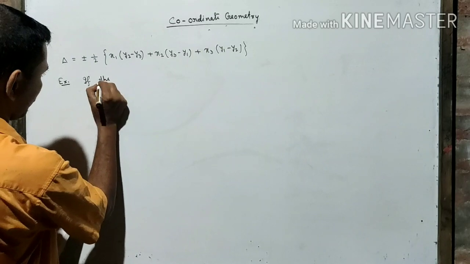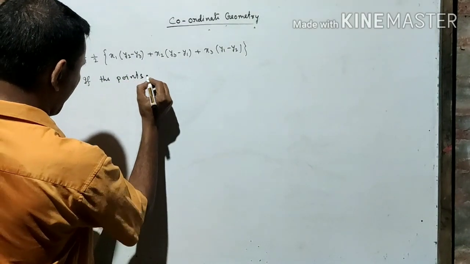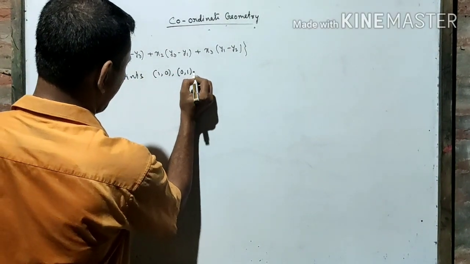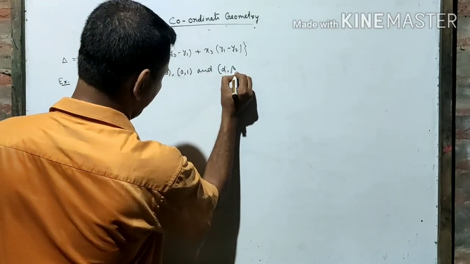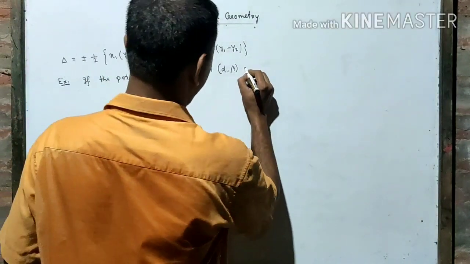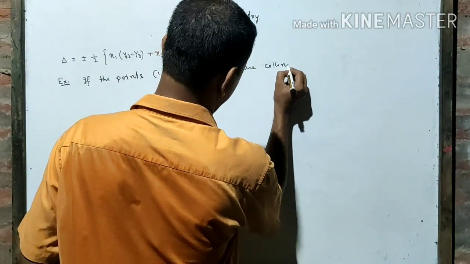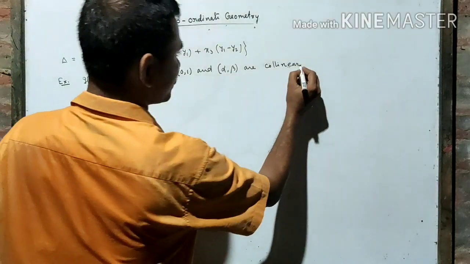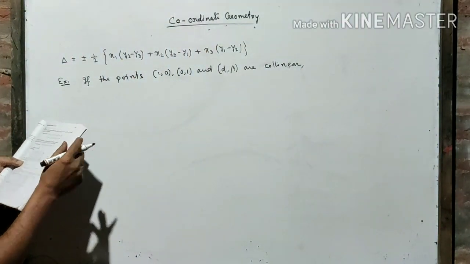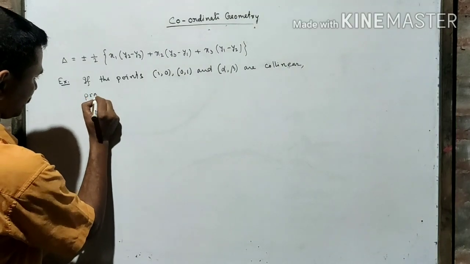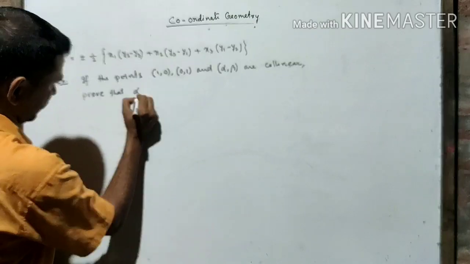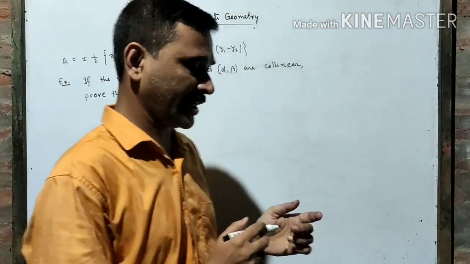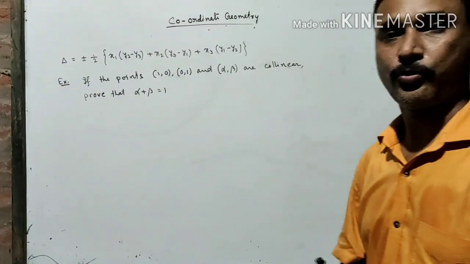If the points (1, 0), (0, 1) and (alpha, beta) are collinear, prove that alpha plus beta is equal to 1. If these 3 points are collinear, we are to show that alpha plus beta is equal to 1.